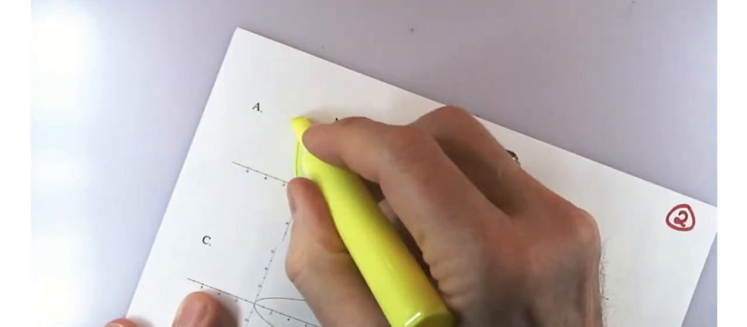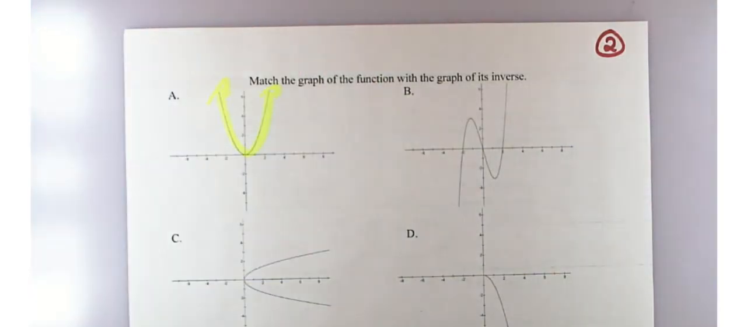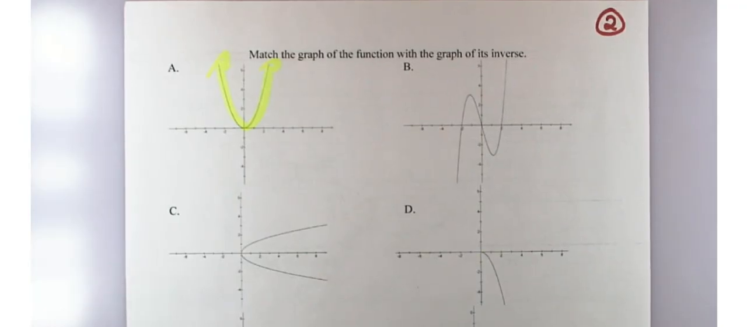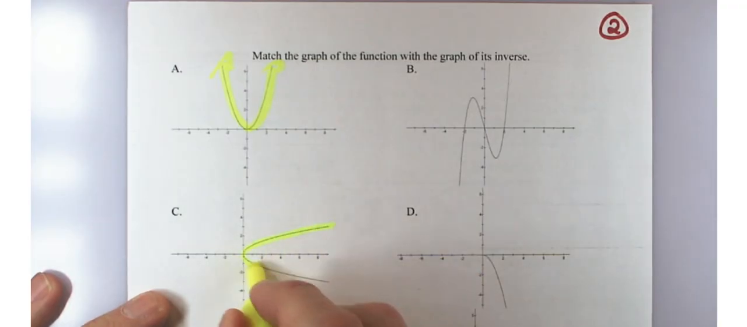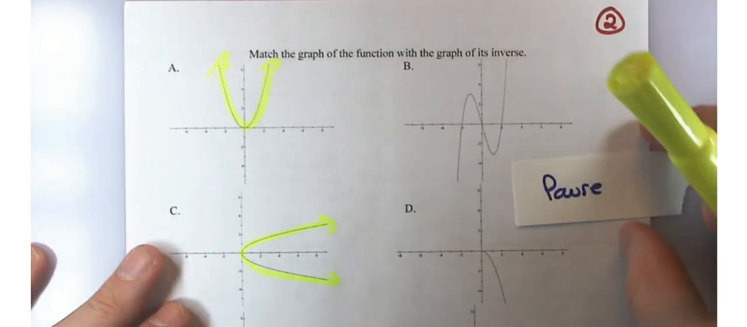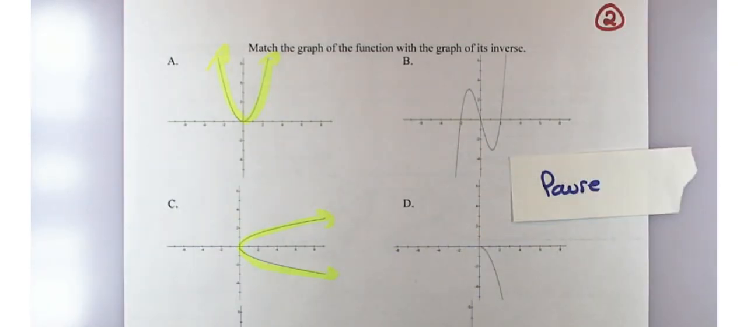What you have to do is imagine what happens if you flip this around that line y equals x. What graph would you get? Does it look like there's one that seems like it matches when you flip it? Which one? C. Yeah. C is the graph of the inverse. So you got your function, you got your inverse. What I want you to do, and what you can do at home if you're watching this later, is try and find the rest of the function and inverse pairs.